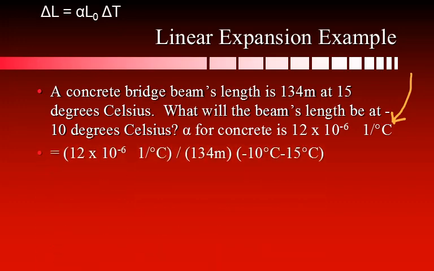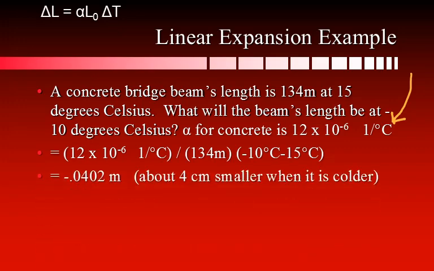Okay, so we've got our value looking for the delta L, the change in length. We get a negative, so negative 0.0402, about 4 centimeters smaller than when it was cooler.